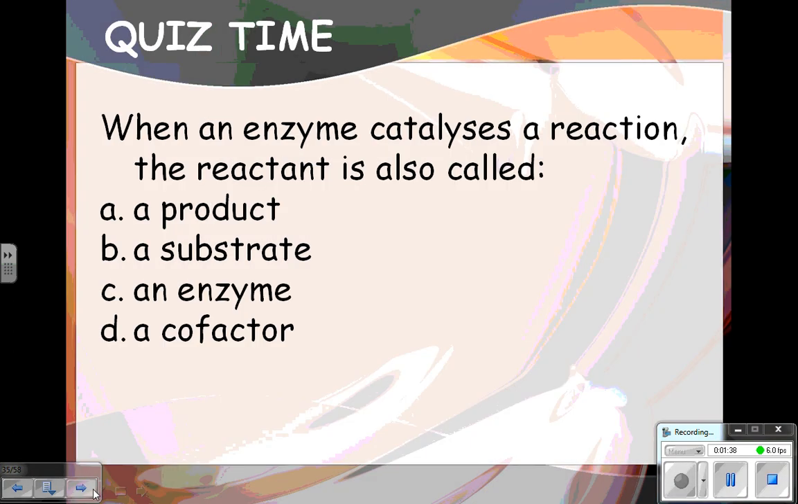When an enzyme catalyzes a reaction, that means when an enzyme helps to make a reaction go, the reactant is also called a product, a substrate, an enzyme, or a cofactor. And the answer here is a substrate. And so I haven't even talked about cofactors yet, so if you haven't even heard of something, chances are that's probably not the answer. We will talk about that in a little bit, though.